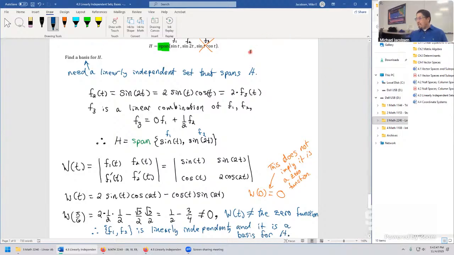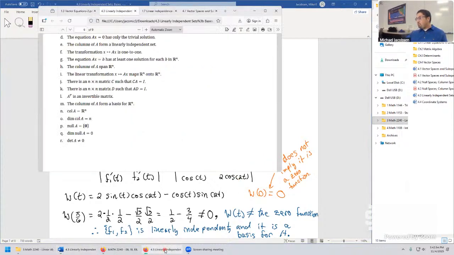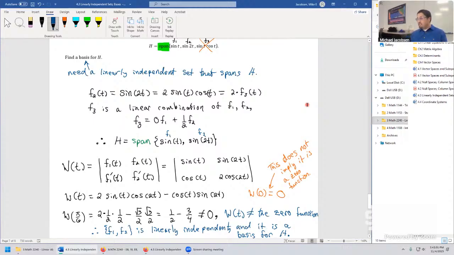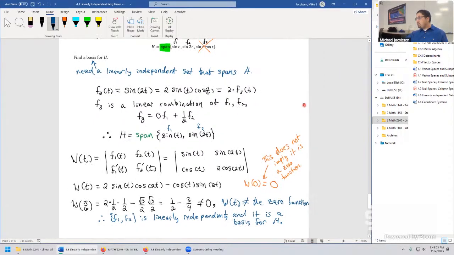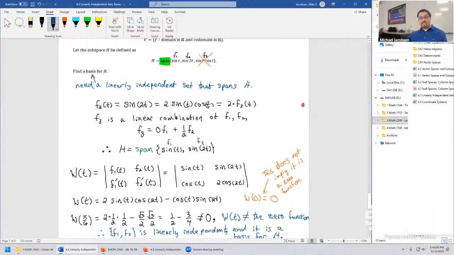So function spaces are kind of weird, but it's kind of nice to see there is a connection, even with the Wronskian, to what we did with spaces like Rn. We just look at a slightly different kind of determinant to connect with linear independence. But any last questions at all, folks? Working with the spanning set theorem once again on this one.